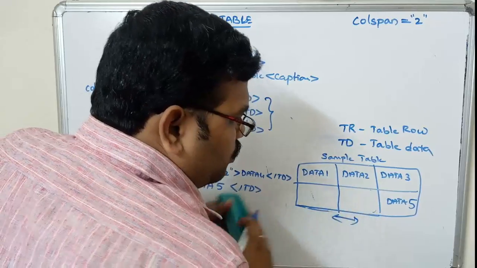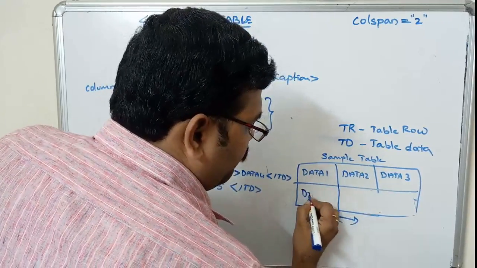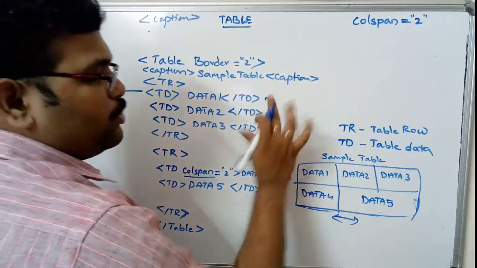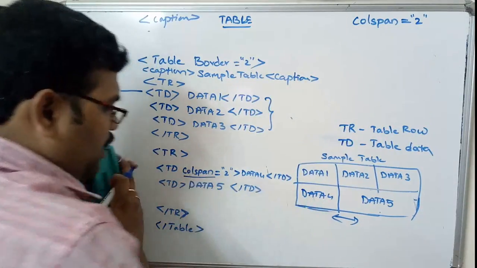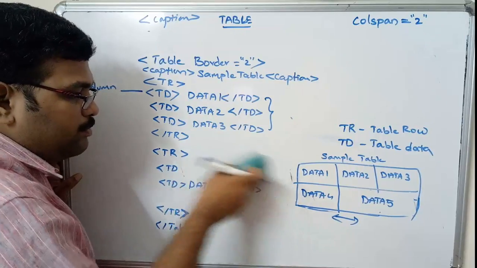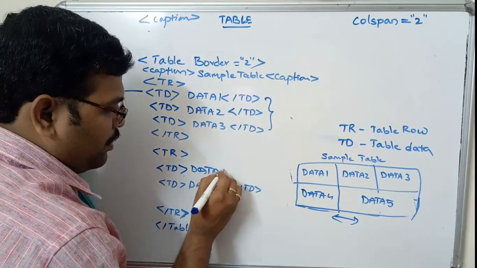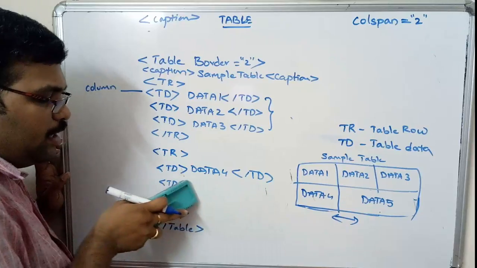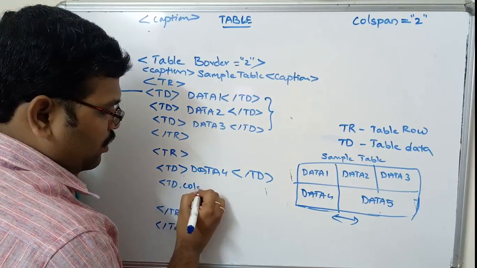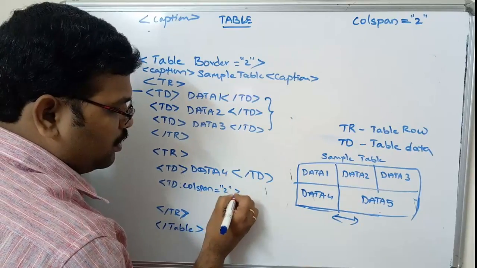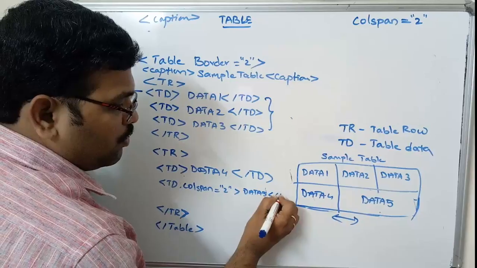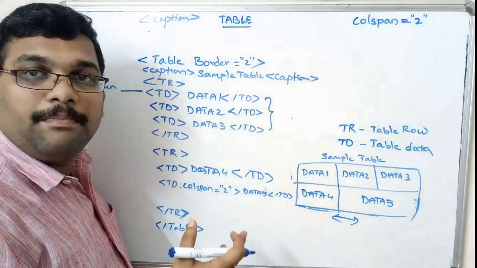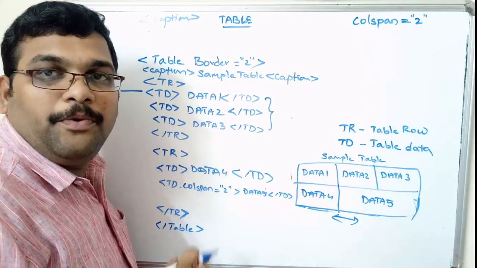Now, if you want to merge these two columns, here data 4, here data 5. So first row is as usual. Coming to the second row, the first column is as usual. So remove the colspan here. Data 4. Coming to the second and third columns, spanning should be done, that means merging. TD colspan is equal to 2, data 5, close the TD. This automatically merges the second and third columns. Hope you understood this one.